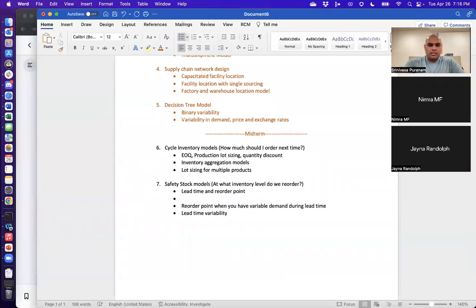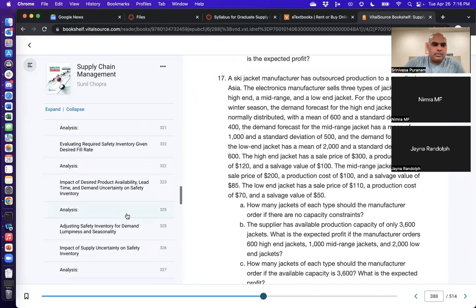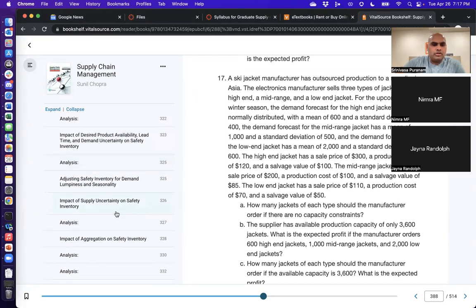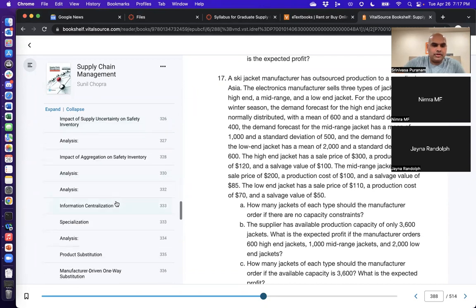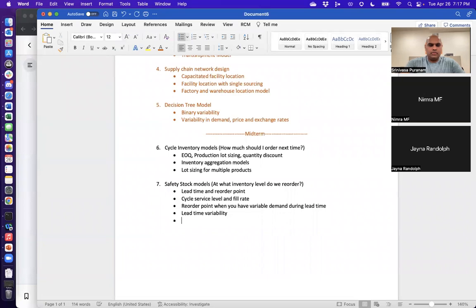Cycle service level and fill rate. These are two concepts that we learned in this chapter. And then calculating the reorder point when you have variable demand during lead time requires a cycle service level. We calculate it based off of the cycle service level and variable demand. And then we also looked at the impact of uncertainty on safety inventory, and the impact of aggregation on safety inventory.